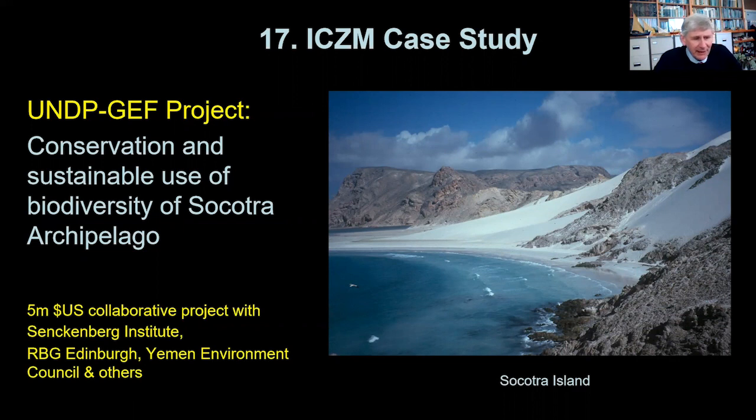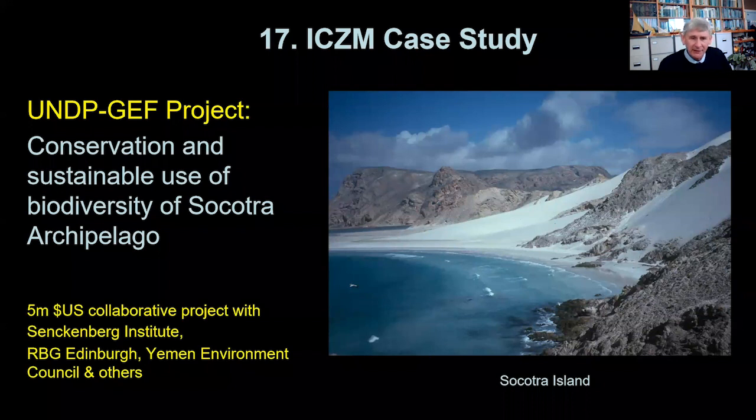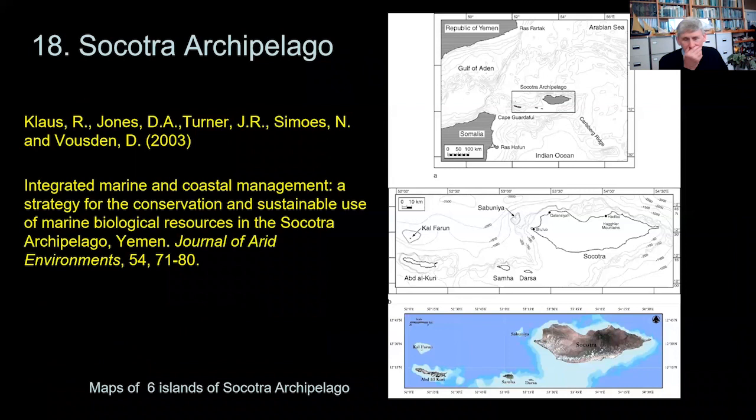It was a $5 million collaborative project, involving the Senckenberg Institute in Germany, which is essentially equivalent to our Natural History Museum, the Royal Botanic Gardens, Edinburgh, the Yemen government, and ourselves for the marine environment. And it's a spectacular location. You can see here Socotra on the Horn of Africa, despite the fact it belongs to Yemen.